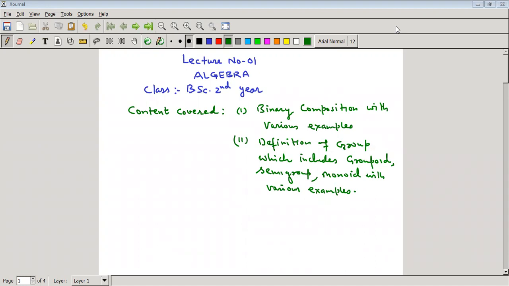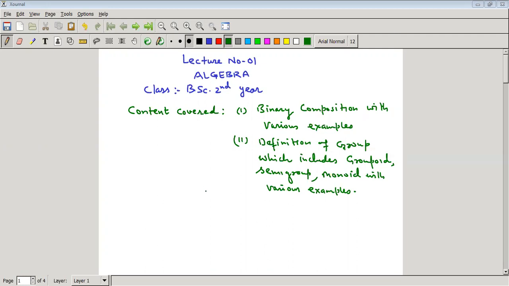The content covered in this lecture is binary composition, definition of binary composition with various examples, definition of group, groupoid, semigroup, monoid with the help of examples.